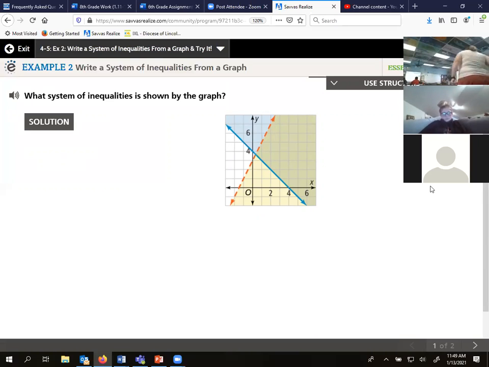Okay, so let's go back to that, and we'll try this on our own. So let's look at the blue line first. Okay, where does it cross the y-axis? 4. Okay. What is the slope of the blue line? Negative 1 or negative x. So that goes down 1 over 1.